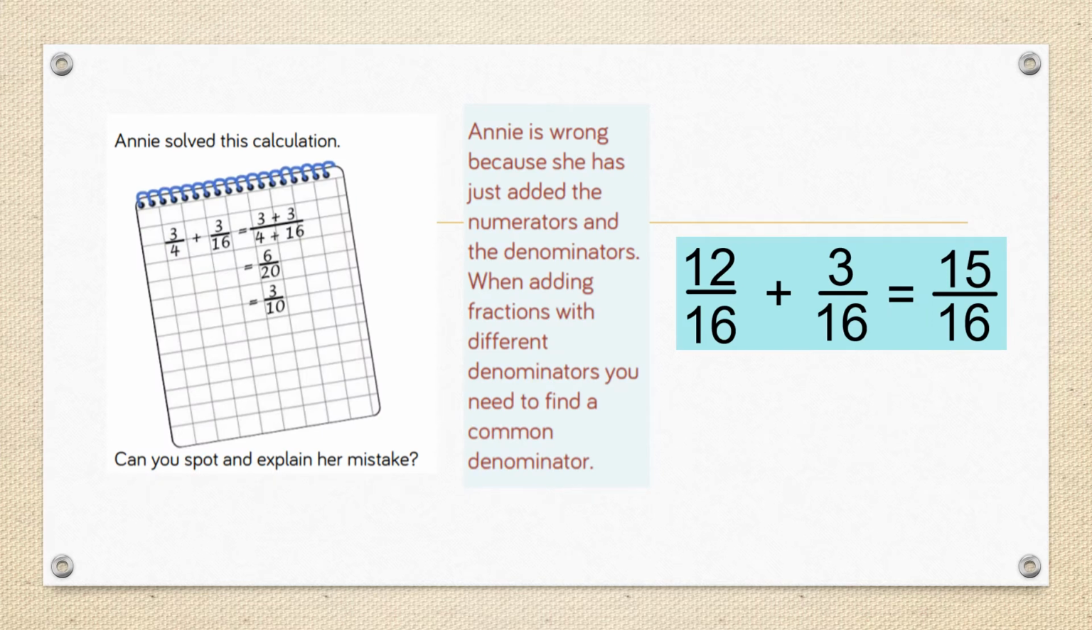Challenge number 2, you can see an example answer here which is very good. Annie is wrong because she has just added the numerators and denominators. When adding with fractions and with different denominators, you need to find a common denominator. This is what we've been working really hard on this week. So as you can see, to prove this wrong, I have made the calculation at the side, and I need it to make the 3/4 into 16ths. Now to get from 4 to 16, we times by 4 to give us 16, and times 3 by 4 gives us 12, so the answer is 15 16ths.